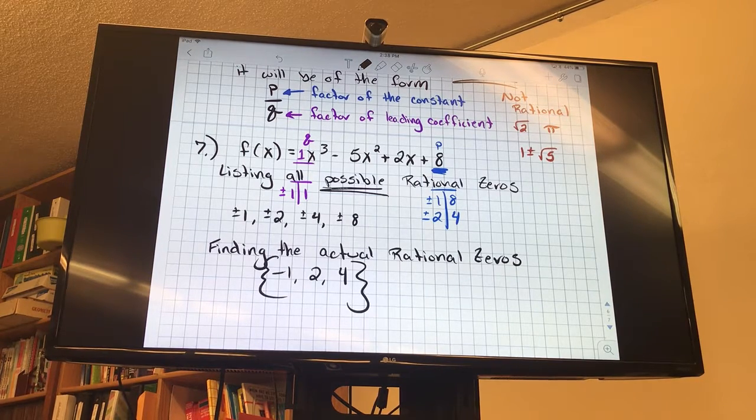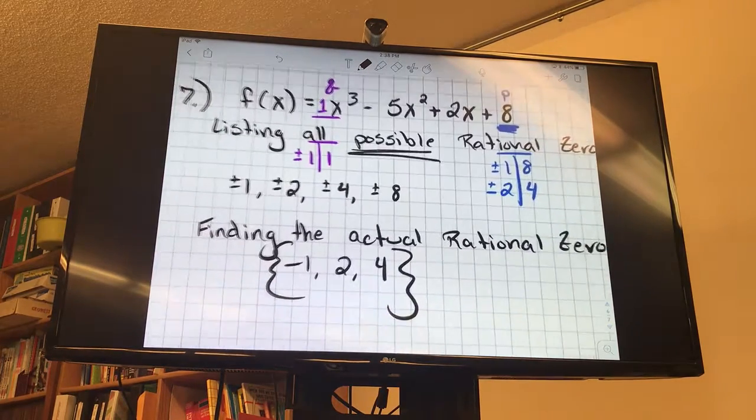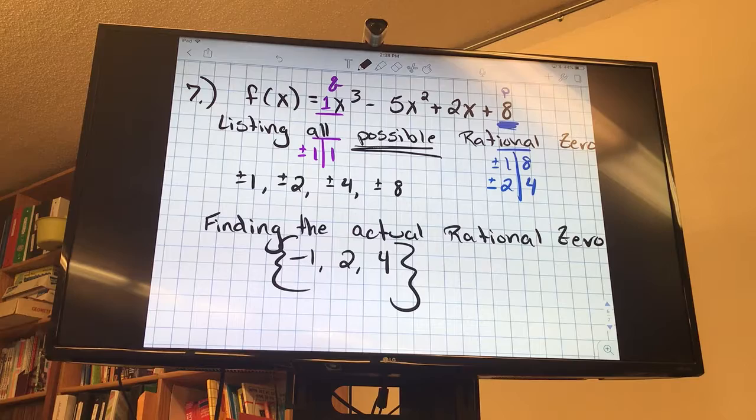How many zeros is this thing gonna have? Do you guys remember? As many as the highest degree. So what's the highest degree on this? 3. Third degree. So how many zeros does it have? It had 3. Did we find all of them? Yes. So that means all of the zeros for this guy were rational.